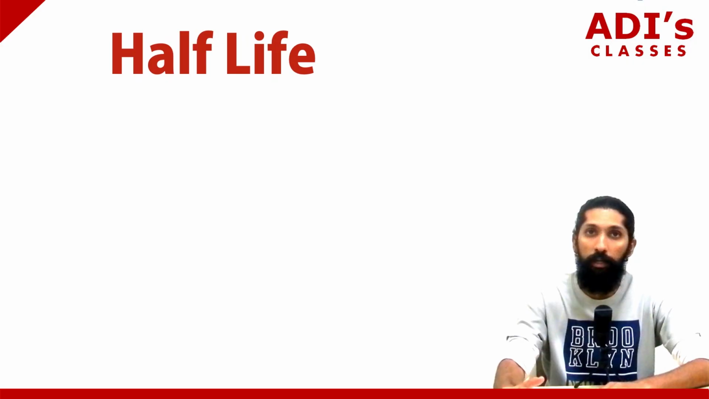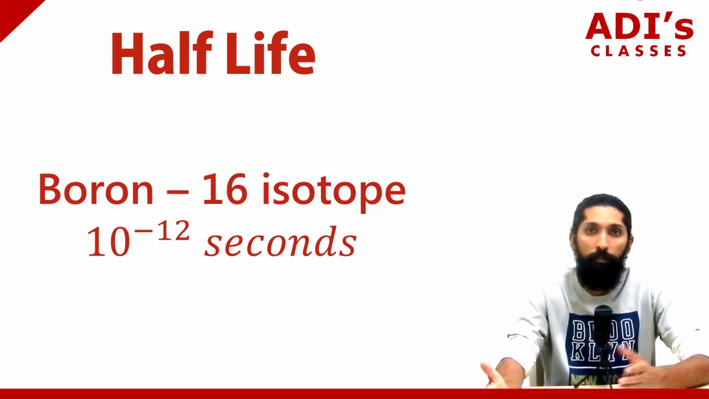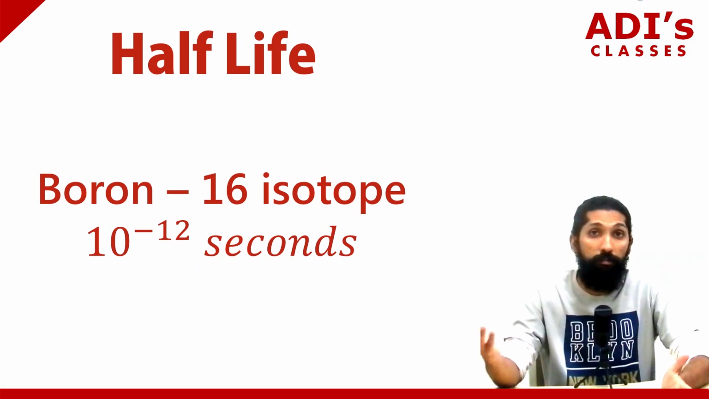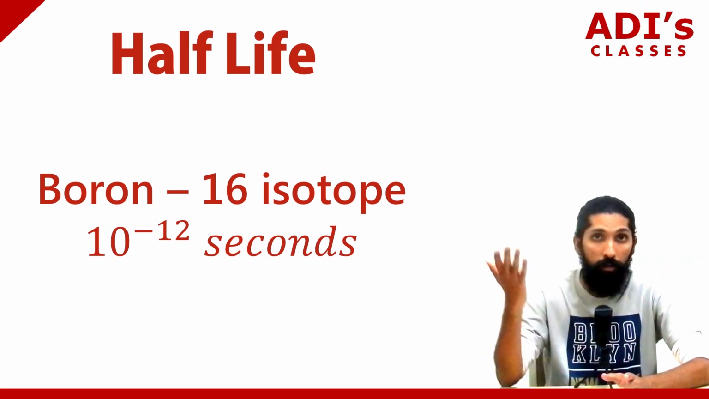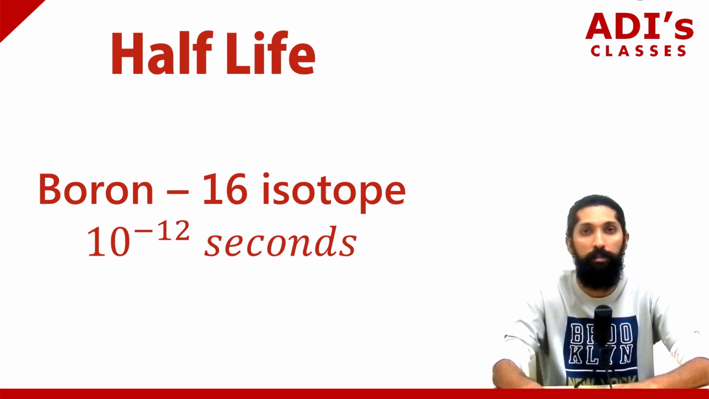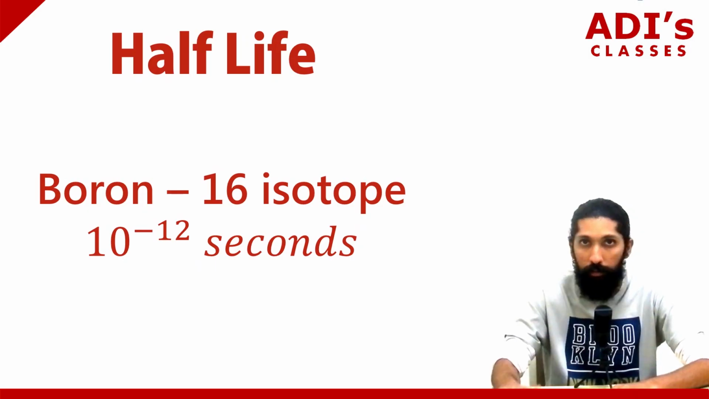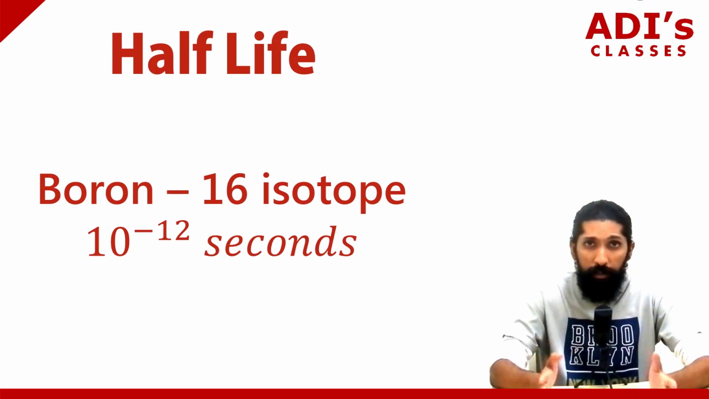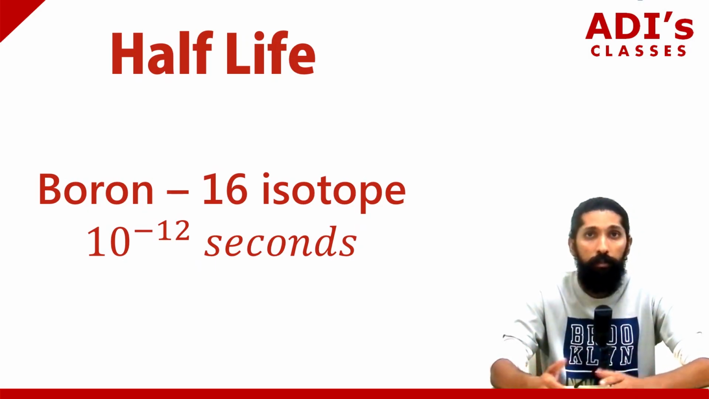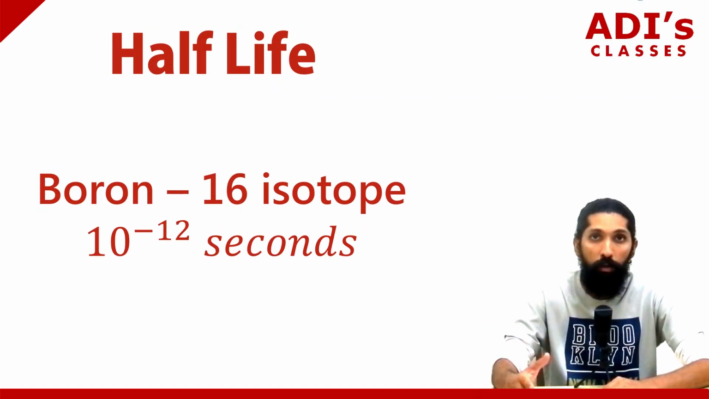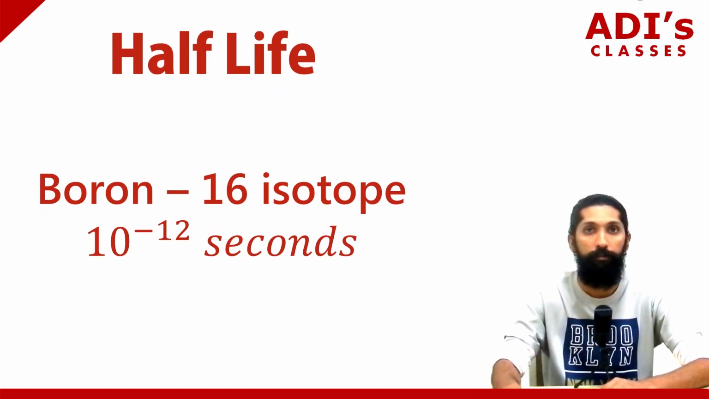Naturally, those kind of elements will not occur. Obviously, with 10 power minus 12 seconds as the half-life, that means in 1 second, it would have undergone 10 to the power of 12 disintegrations. I mean, that's a lot, isn't it? So those we can create in the lab artificially, but naturally they do not occur. Whereas elements like uranium, thorium, carbon, all these things, they exist naturally. That's the whole point of carbon dating.